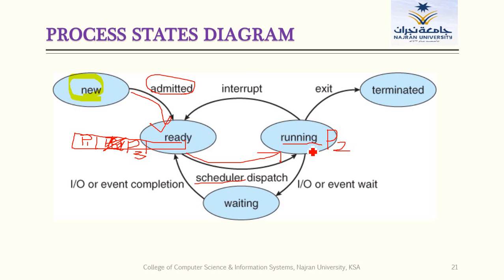Now there are three possibilities from here. Maybe P2 finishes its work and exits, terminating from the running state. Or maybe it is interrupted and goes back to the ready state. If you remember, we have seen interrupts and five types of interrupt. Maybe the time slice expires under the preemptive approach, and it goes back to the ready state. The third possibility is that it is waiting for some IO device or some event, and it moves to the waiting state.